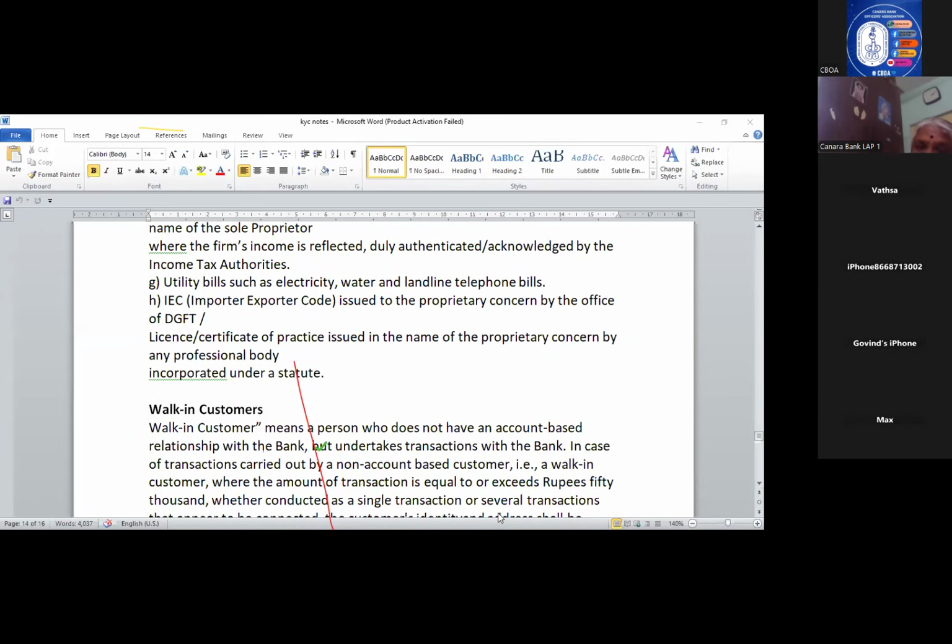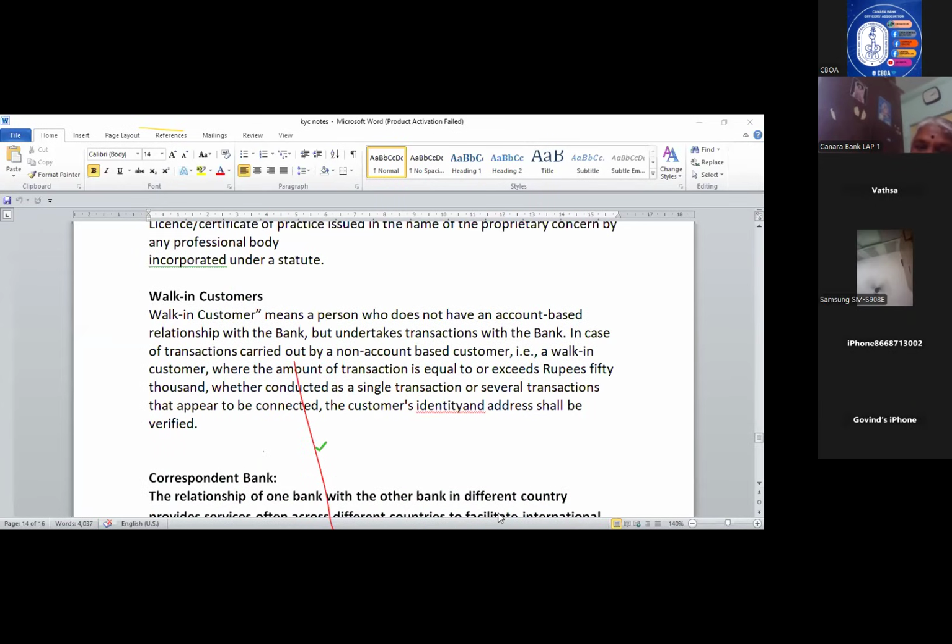Then walk-in customer. Walk-in customer means anybody just walks into the bank and he wants to purchase a DD or send a NEFT. In such cases, what should the bank do? In case of transactions carried out by a non-account-based customer, for them also we are now opening a customer ID up to 50,000. Then we should have the proper identity. We have to take the proper identity of the customer, get his address and phone number, then email ID. Then we can do the transaction.